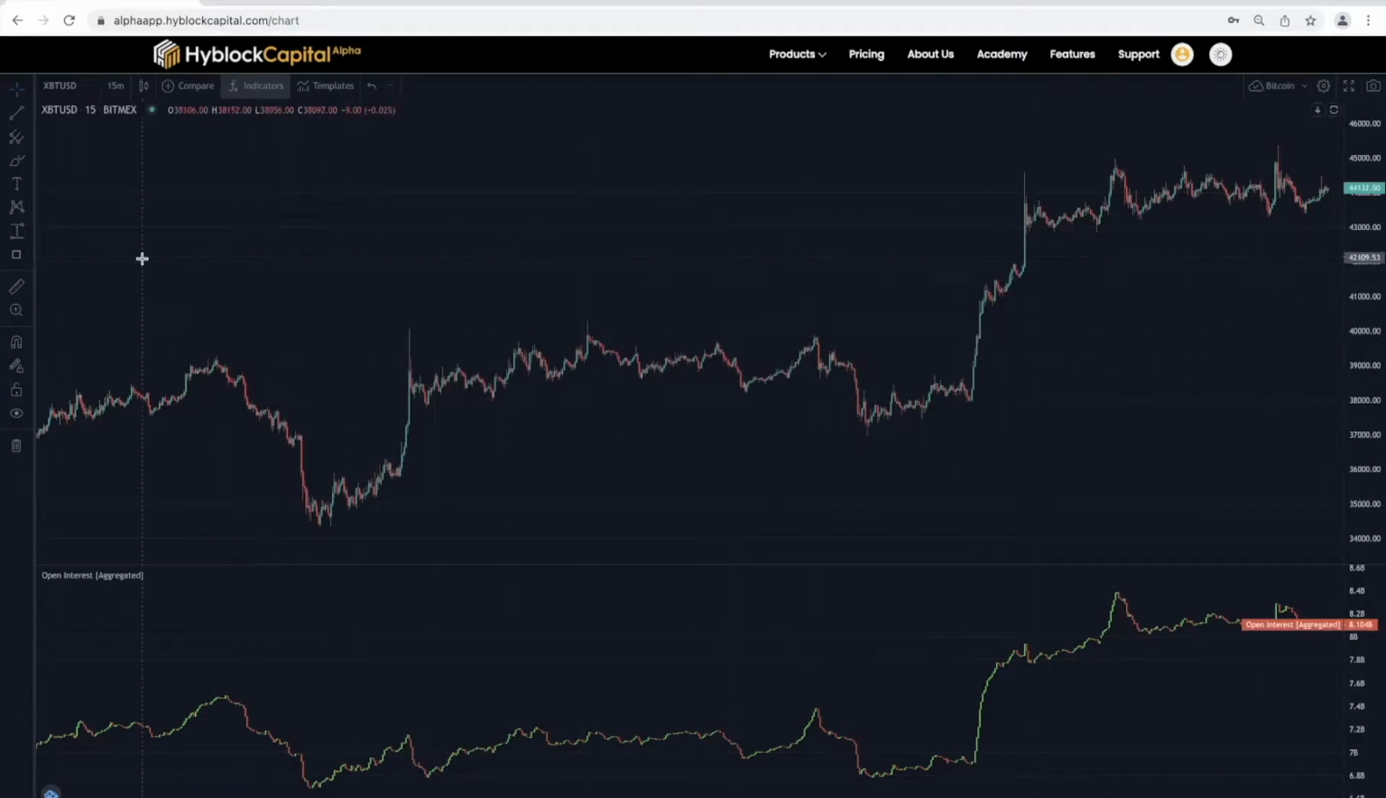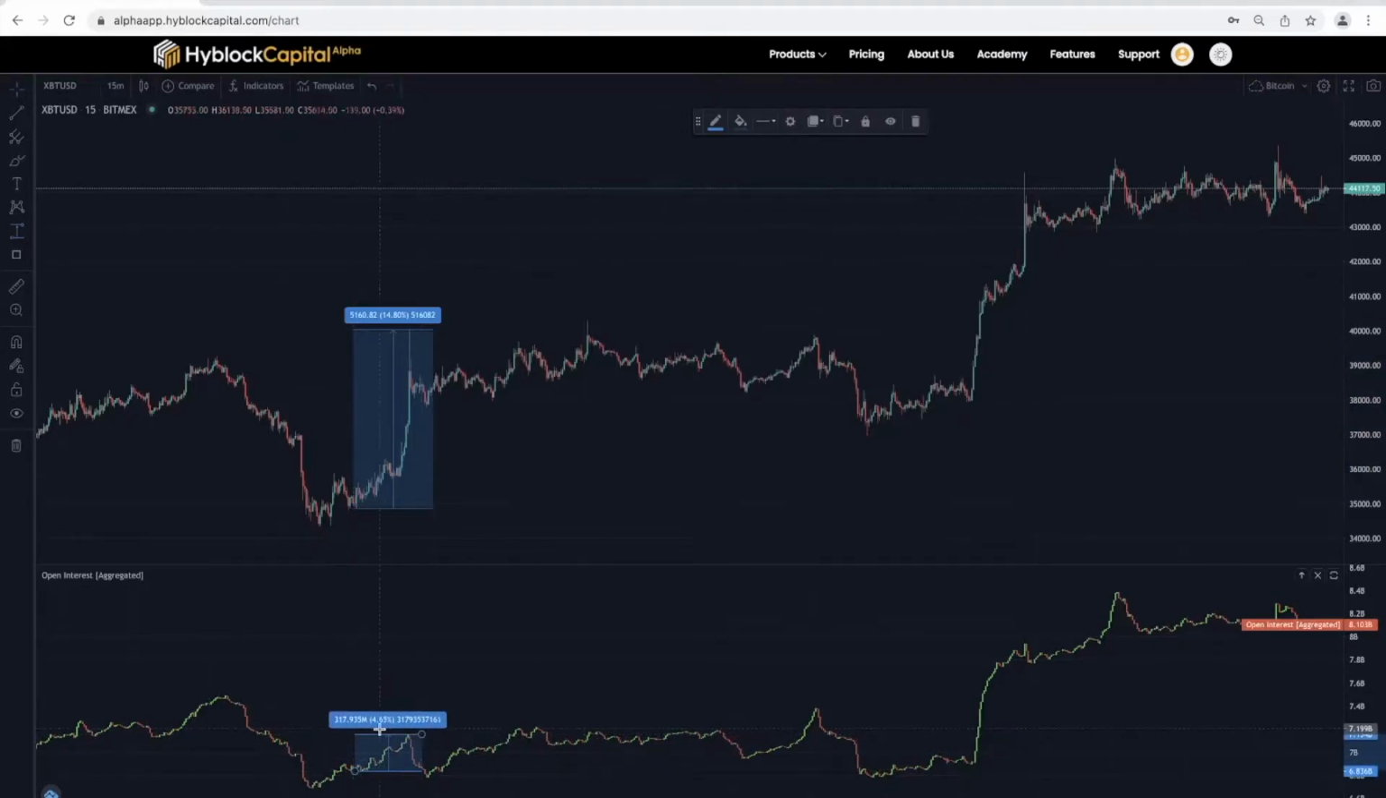To provide some exact numbers, we can see that price on February 24th increased by 14.8%, and OI only increased by 4.5%.